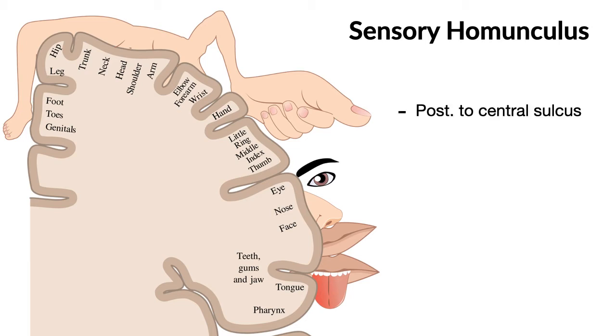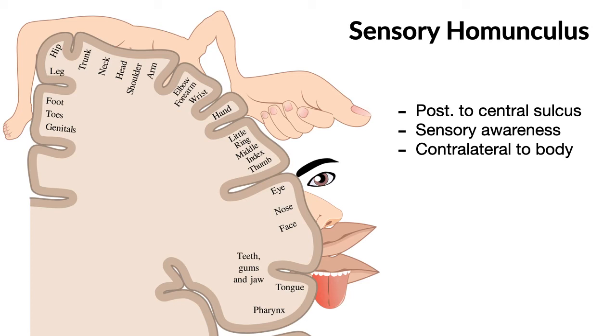Again, it is posterior to the central sulcus. So the motor homunculus is anterior, the sensory homunculus is posterior to the central sulcus. And it's for sensory awareness. Again, like the motor homunculus, it's contralateral to the parts of the body, so that what we're looking at here, the right-hand side of the brain, it receives sensory information from the left-hand side of the body.